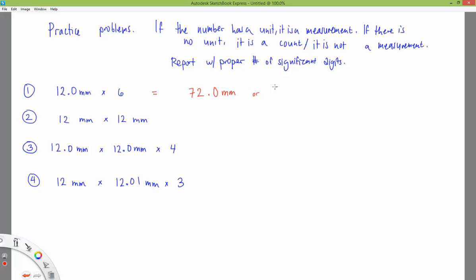millimeters, or you can put it in scientific notation, 7.20 times 10 to the 1 millimeters. Or if you want to convert this into meters, you could have 7.20 times 10 to the minus 2 meters. All of these are accurate or correct.